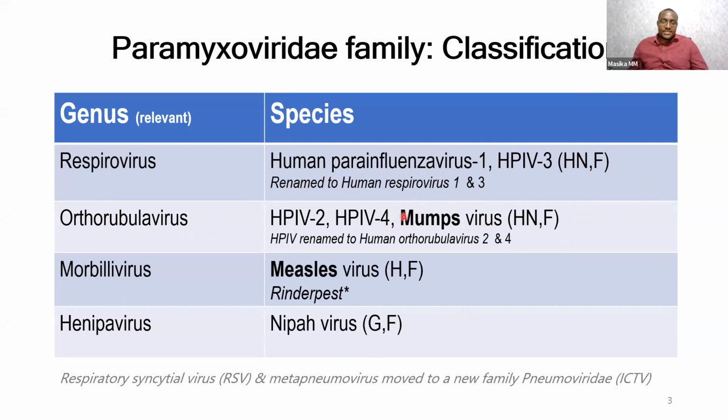The full name for Mumps is actually Mumps Rubella virus. But you also have other parainfluenza viruses 2 and 4 in this genus, although these have been renamed from parainfluenza virus to Rubella virus 2 and 4. So as you read text and as you read even some of the older presentations we shared, you will see these names, the older names, human parainfluenza viruses.